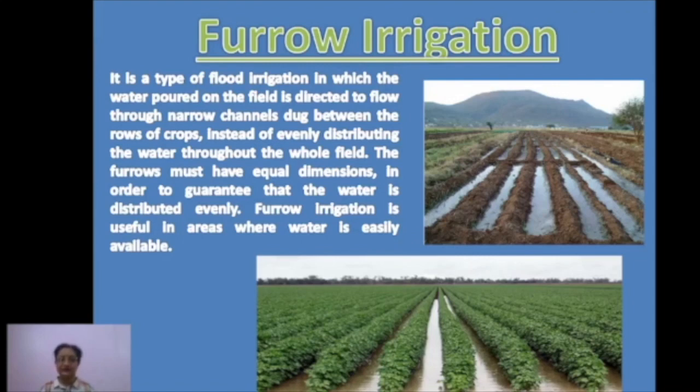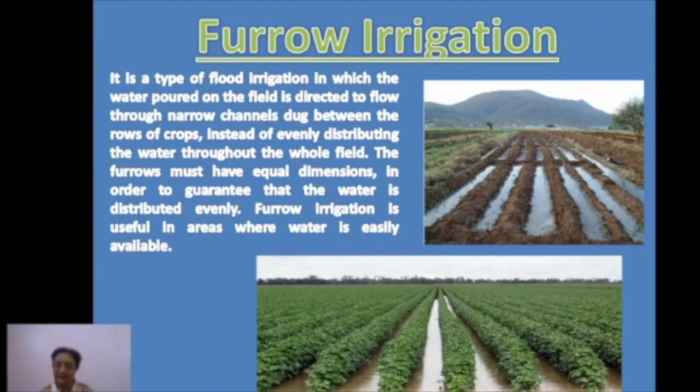Furrow irrigation, first of all, is a type of flood irrigation. Basically, when in any area flood water is there, that water is channelized in such a way that it is used to provide irrigation in the fields. So it is a type of flood irrigation in which the water poured on the field is directed to flow through narrow channels. You can see in front of you the pictures are there.